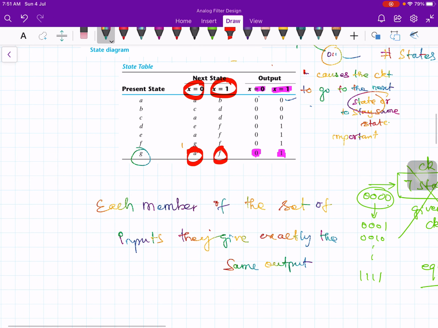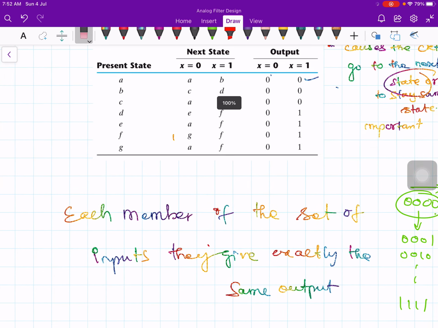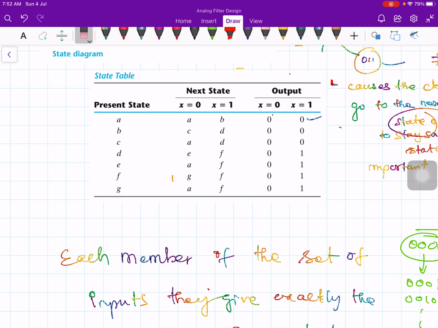So then we say the two states are equivalent. Okay, and send the circuit to the same state or to an equivalent state. When the two states are equivalent, one of them can be removed without altering the input-output relationship. Now, if you go through the state table, you will come to know. Just go through the table row by row and apply this algorithm.